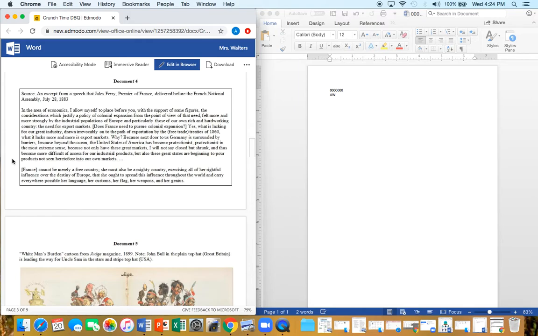France cannot be merely a free country. She must also be a mighty country, exercising all of her rightful influence over the destiny of Europe. But she ought to spread this influence throughout the world and carry everywhere possible her language, her customs, her flag, her weapons, and her genius. So there's like two ideologies here. One ideology is talking about economy and needing export markets. But then the other ideology is the fact that like they are superior and should spread their culture among the world.